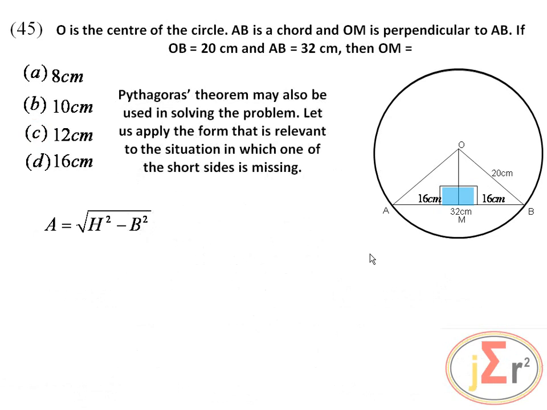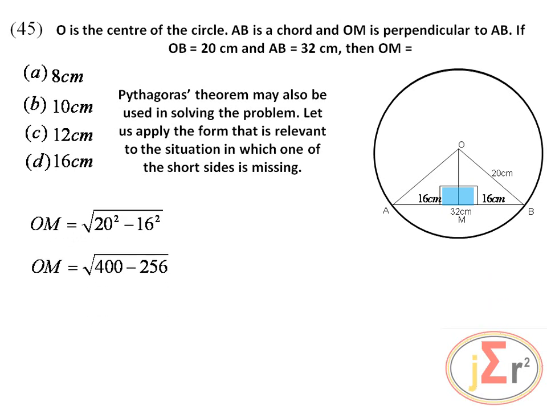Pythagoras Theorem may also be used in solving the problem. Let us apply the form that is relevant to the situation in which one of the short sides is missing. So we are applying Pythagoras Theorem in the form that we have one of the short sides missing. So we will substitute the hypotenuse and the other short side, 20 and 16. So hypotenuse is 20, the other short side is 16.